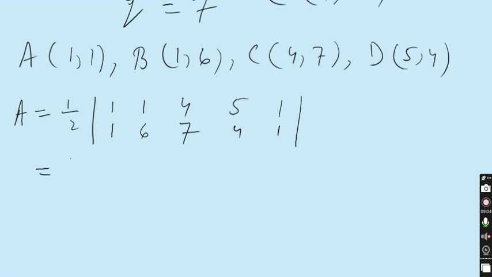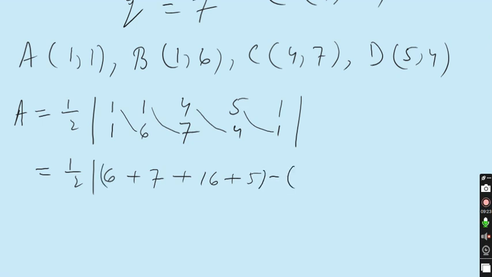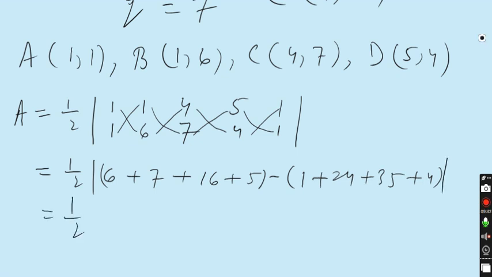So 1 upon 2, open the bracket: 1 multiplied by 6, 1 multiplied by 7, 4 multiplied by 4, 5 multiplied by 1. 1 times 6 is 6, 1 times 7 is 7, 4 times 4 is 16, 5 times 1 is 5. Close the bracket. Now put a negative sign and open the bracket: multiply 1 by 1, 6 by 4, 7 by 5, 4 by 1. 1 times 1 is 1, 6 times 4 is 24, 7 times 5 is 35, 4 times 1 is 4. Close the bracket and apply the modulus sign, because area is a positive quantity.